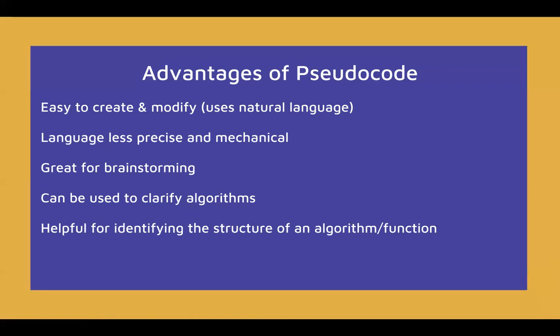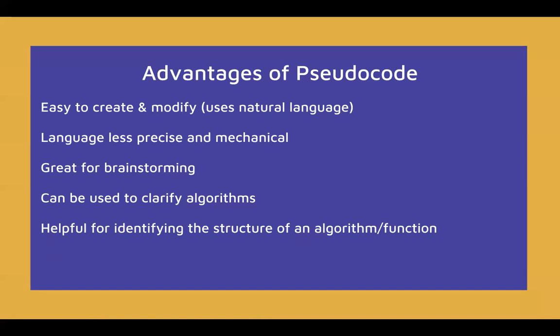When you approach an algorithm, there are several ways that you could accomplish the same task. And by writing out specific pseudocode, it allows you to examine different options. It is also helpful for identifying the structure of an algorithm or function. When you see pseudocode, you can see that structure without being distracted by the syntax details.